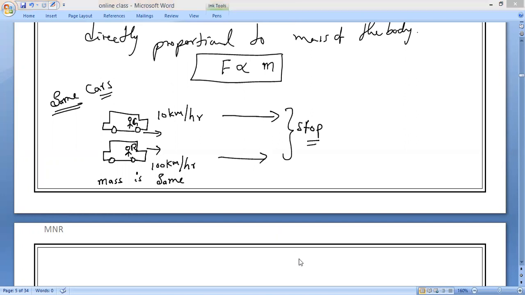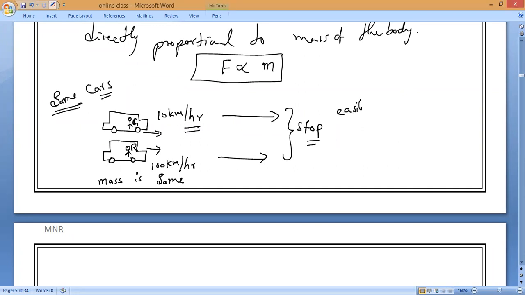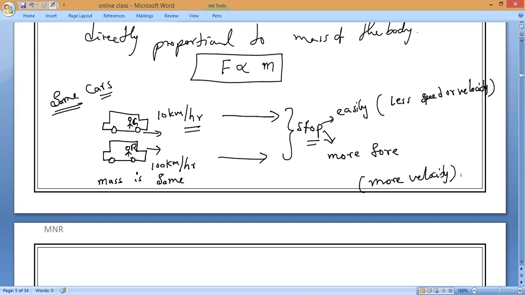Sir, Gokul's car can be stopped easily. Why can he stop it easily? Sir, because it has very less speed, so it can easily be stopped. Very good. So he can stop Gokul's car easily because of less speed or velocity. Is it yes or no, guys? Let us say it is the velocity only. But here Reddy's car needs more force to stop. Why, guys? Because of more velocity. That is what you have to remember.